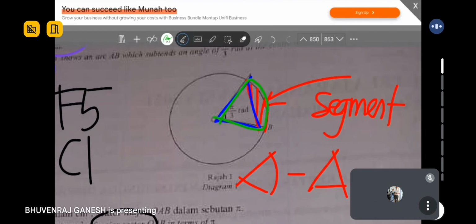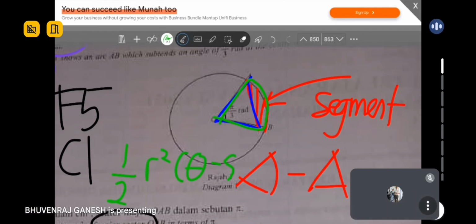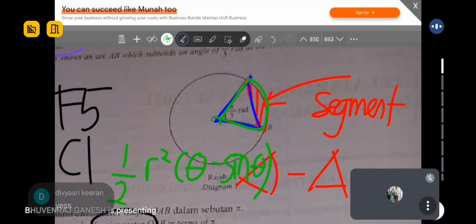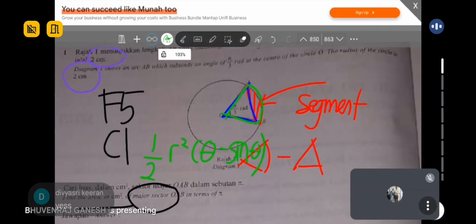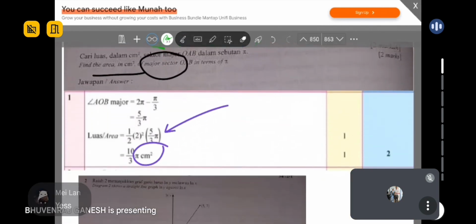Formula also can. Yes, you can use formula also. Okay, guys, for segment, the formula is something like this. Okay, ini adalah rumus untuk kira luas segment. Area of segment formula. Okay, you must memorize, I think. This one is not given in the exam. Rumus ni tak diberi. So, kamu kena hafal. Okay, are you guys clear? So, 2 marks. Very simple lah. Okay, sangat mudah soalan ni.